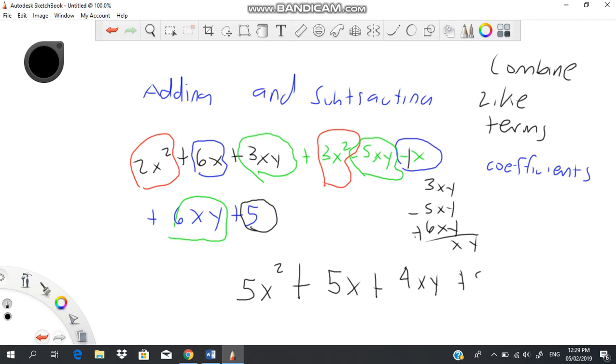And positive 5. Now we're not yet finished because it's not yet in standard form. So we have to put it in standard form. It must be 5x squared plus, because x has only the degree of 1 and xy has a degree of 2 because x raised to 1 plus y raised to 1 equals 2. It means that 4xy has a higher degree than 5x. So we must put 4xy first. So 5x squared plus 4xy plus 5x plus 5. And now we're done in adding.